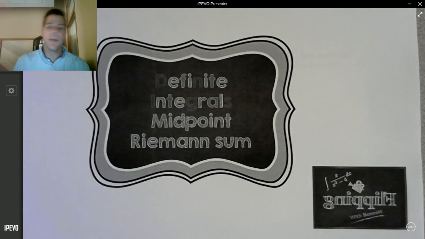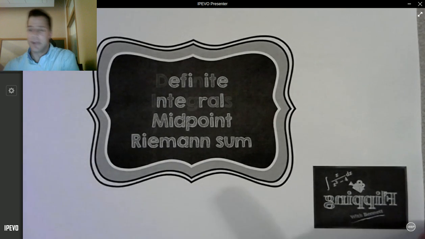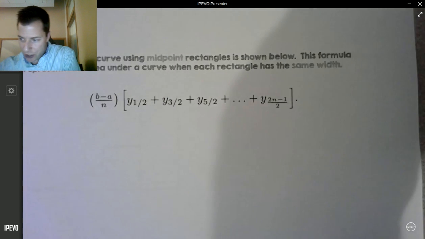We're going to be talking about midpoints. So this is video 3: using rectangles to find the area under a curve. We're flipping with Bennett here. I'm Bennett. So let's look at the definition here.